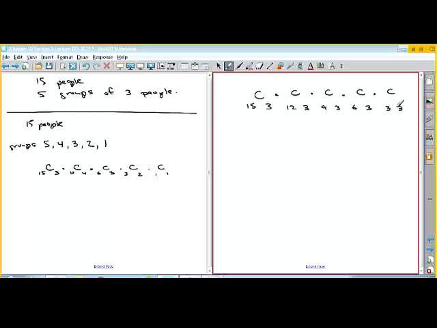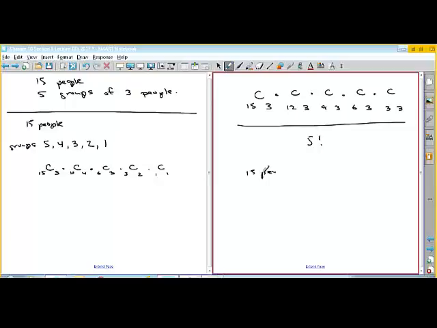So you have to divide by 5 factorial, because I've got 5 groups of 3, and there's 5 factorial ways of grouping those 5 elements. So that's why you end up dividing by 5 factorial, to remove that.